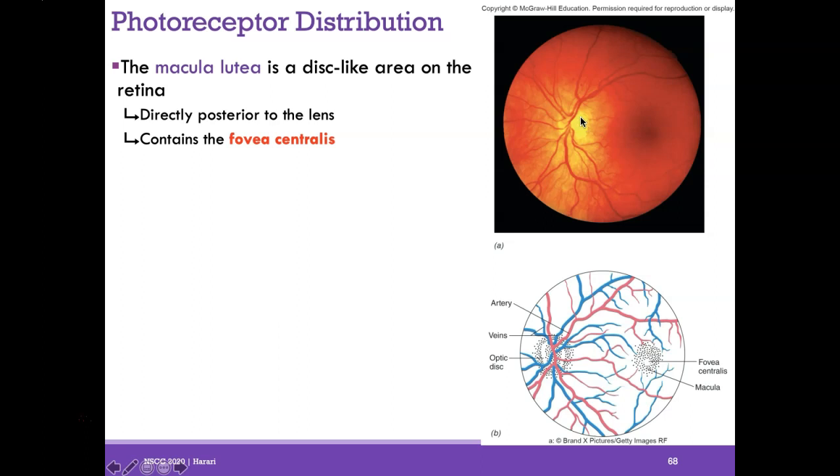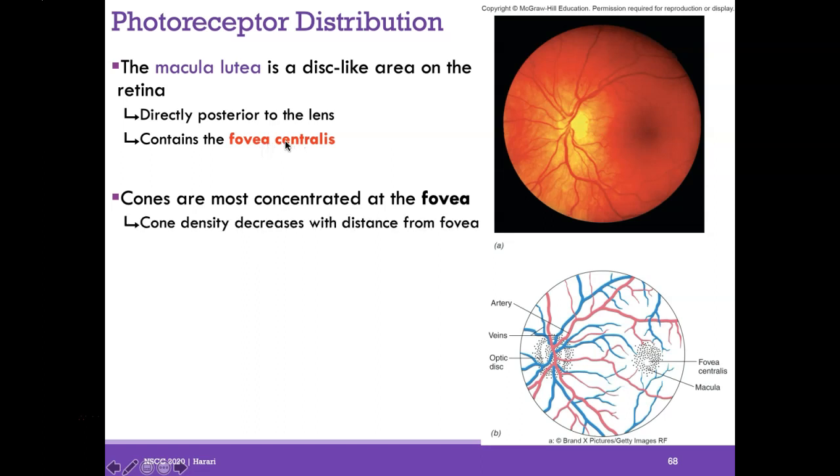There is an area of the retina that's called the macula lutea, which is directly posterior to the lens. So it's directly behind the lens. And it has an area called the fovea centralis. And that is where the cones are most concentrated. So you can remember centralis, the fovea centralis is where the cones are most concentrated.